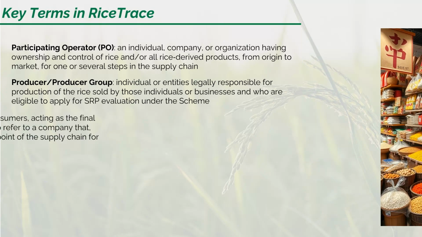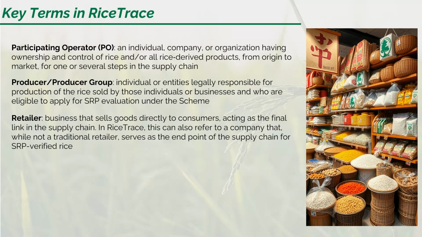Retailer is a business that sells goods directly to consumers, acting as the final link in the supply chain. In RiceTrace, this can also refer to a company that, while not a traditional retailer, serves as the end point of the supply chain for SRP-verified rice.